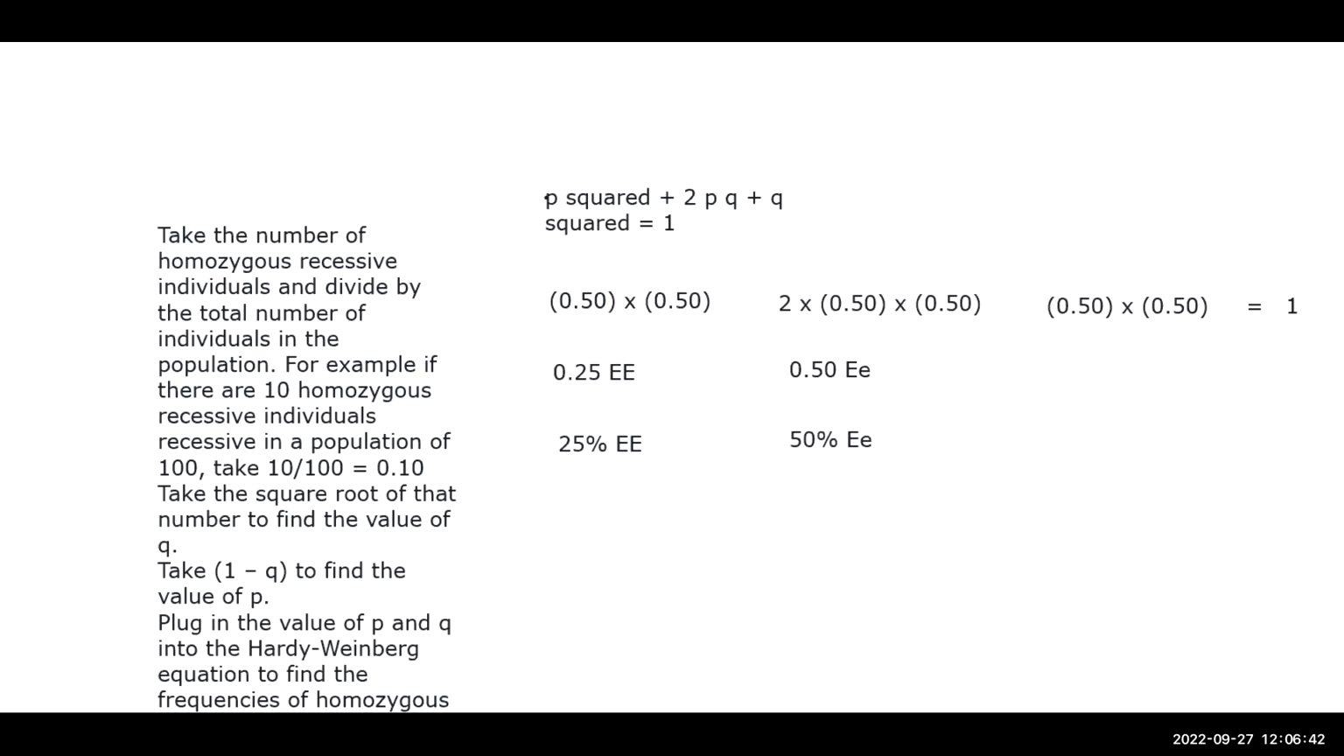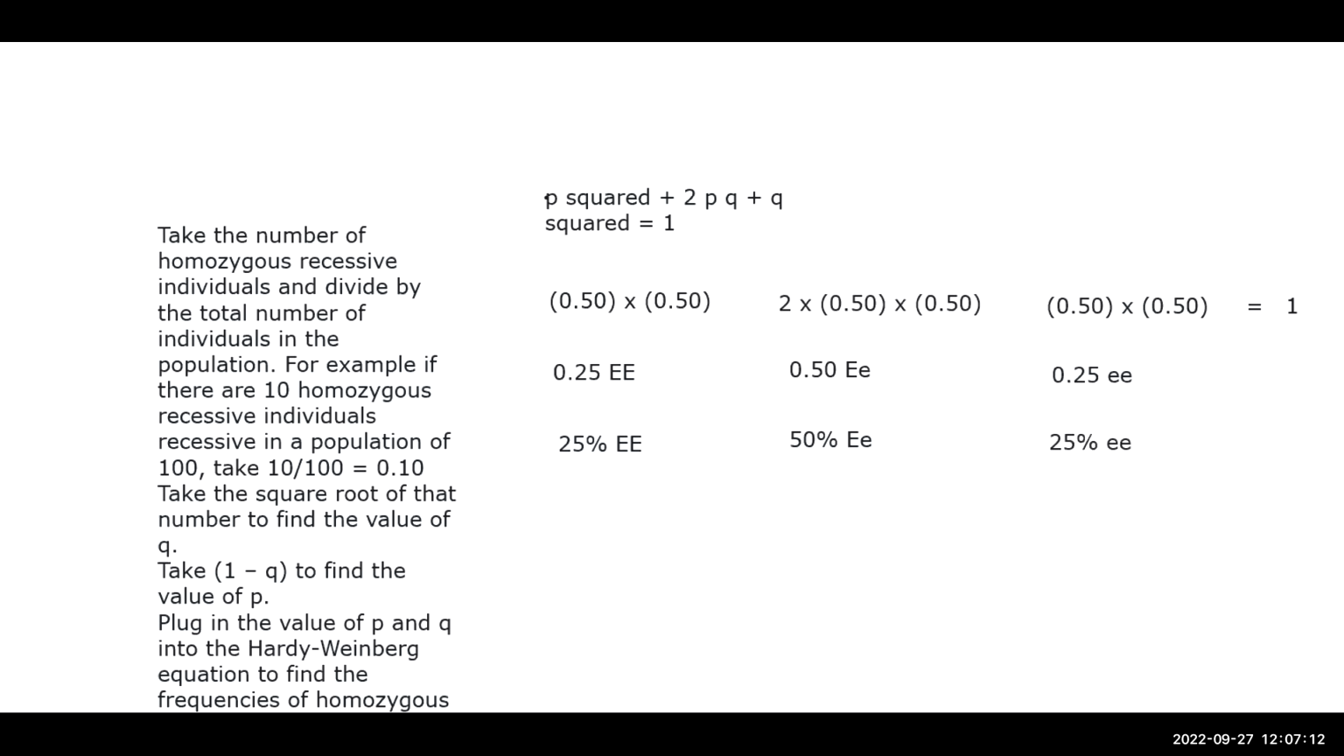Last part of our equation, the q squared portion. So 0.50 multiplied by 0.50 again gives us 0.25. And that'll be the frequency of the homozygous recessive individuals in the breeding population. So to make it a percentage, 0.25 becomes 25%. So we know that 25% of our breeding population is homozygous recessive for earlobes.